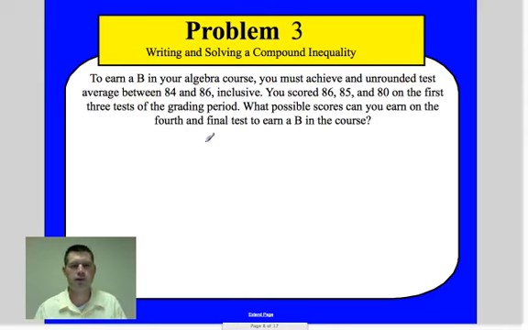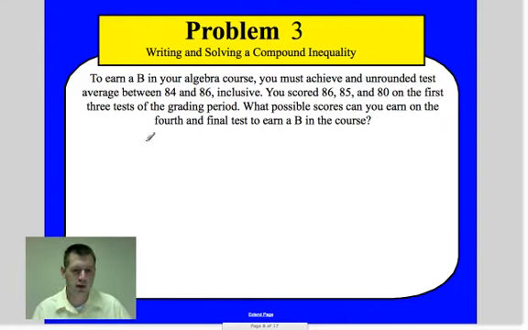Okay, so let's look at how to solve a compound inequality with a story problem. To earn a B in your algebra course, you must achieve an unrounded test average between 84 and 86 inclusively. You scored an 86, 85, and 80 on the first 3 tests of the grading period. What possible scores can you earn on the 4th and final test to earn a B?